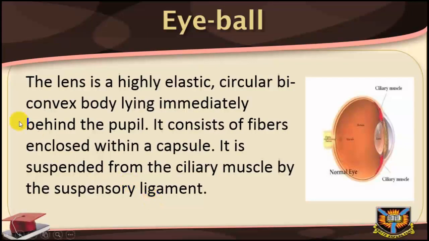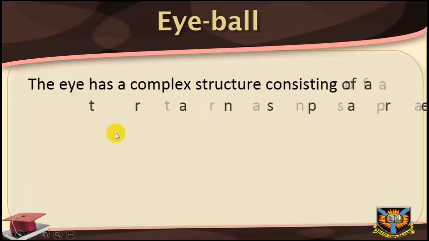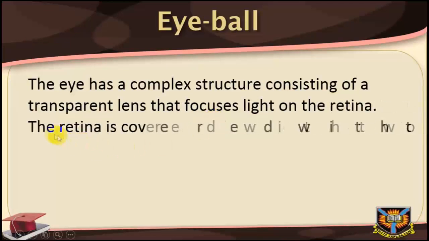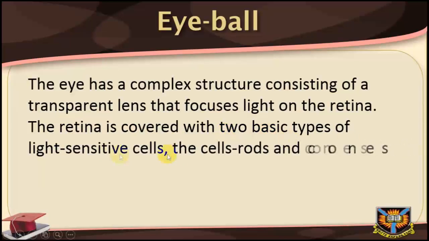The eye has a complex structure consisting of a transparent lens that focuses light on the retina. The retina is covered with two basic types of light-sensitive cells: the rods and cones. The cone cells are sensitive to color and are located in the part of the retina called the fovea, where the light is focused by the lens. The rod cells are not sensitive to color, but have greater sensitivity to light than the cone cells. These cells are located around the fovea and are responsible for peripheral vision and night vision.